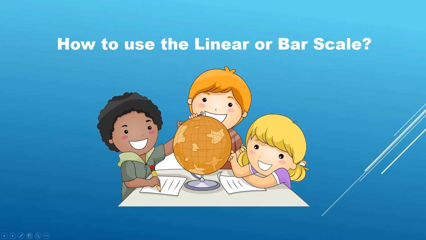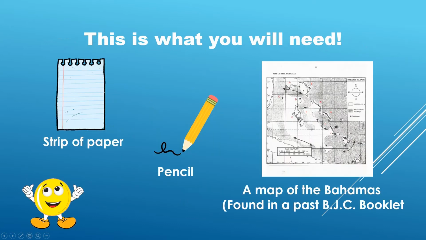Just in case you're wondering how to use a linear or bar scale, stick with me and you will find out. Now you will need a few things. Item number 1, a strip of paper. Item number 2, a pencil. And item number 3, a map of the Bahamas found in one of your past PJC booklets. This is a perfect time to pause this video so that you will have all the things you need.